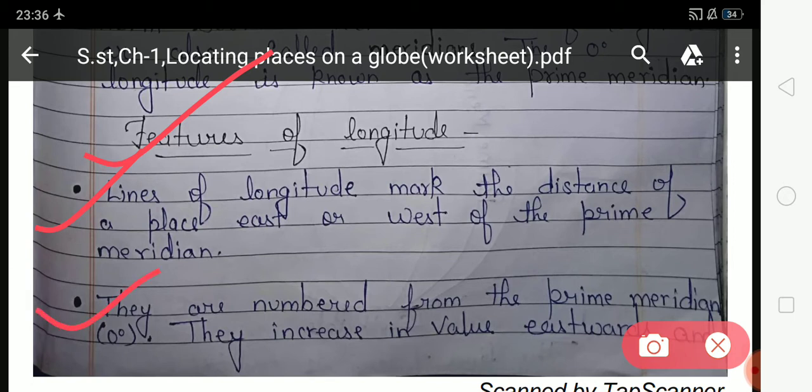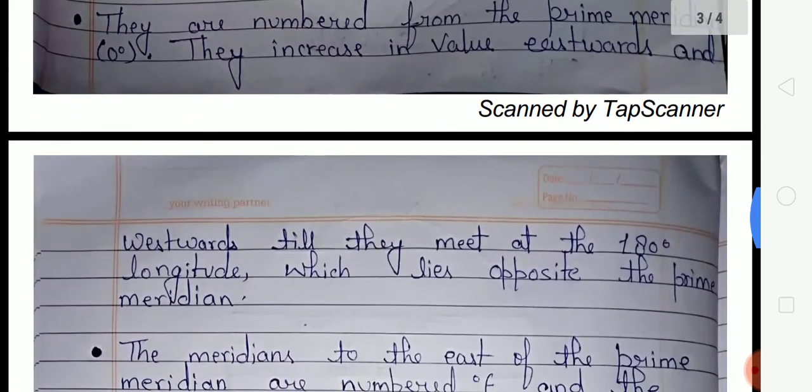Next, they are numbered from the prime meridian, 0 degree. They increase in value eastward and westward. So student, when the lines of longitude go eastward and westward, they increase in value till they meet at the 180-degree longitude, which lies opposite the prime meridian.